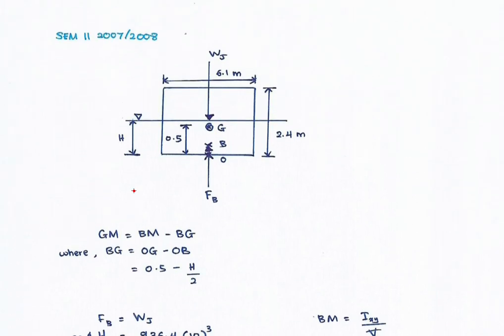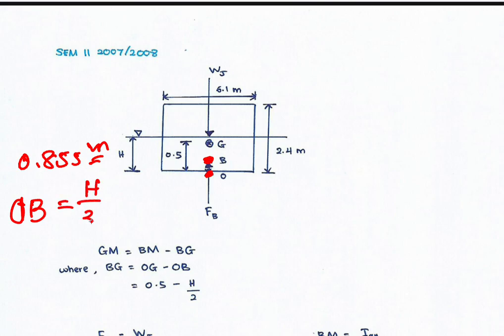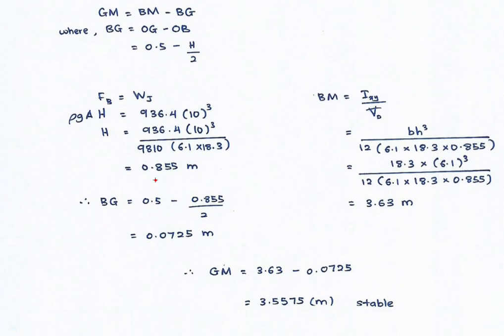So from this calculation, we know that h is 0.855 meters. This means the location of the center of buoyancy, OB, the distance from the origin to the center of buoyancy, is equal to h divided by 2. So it is equal to 0.855 meter divided by 2. This is what you get here.